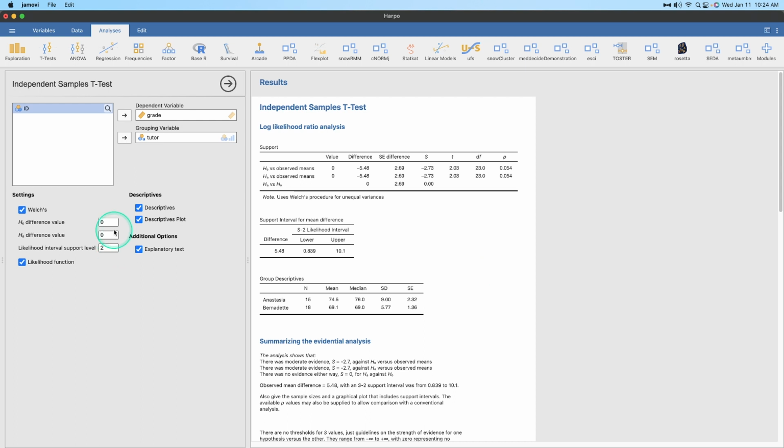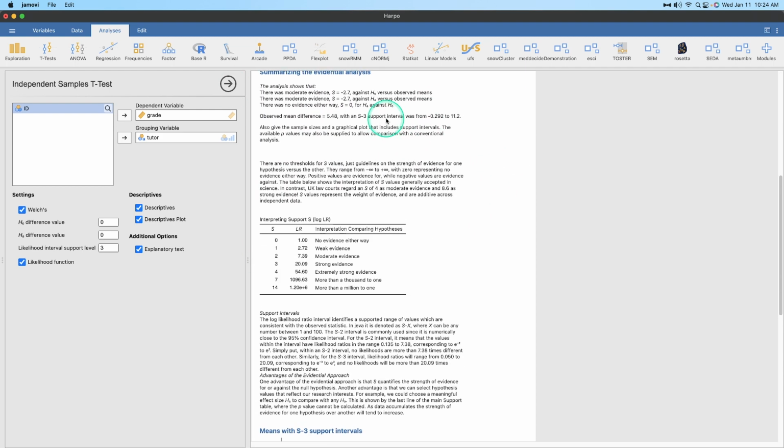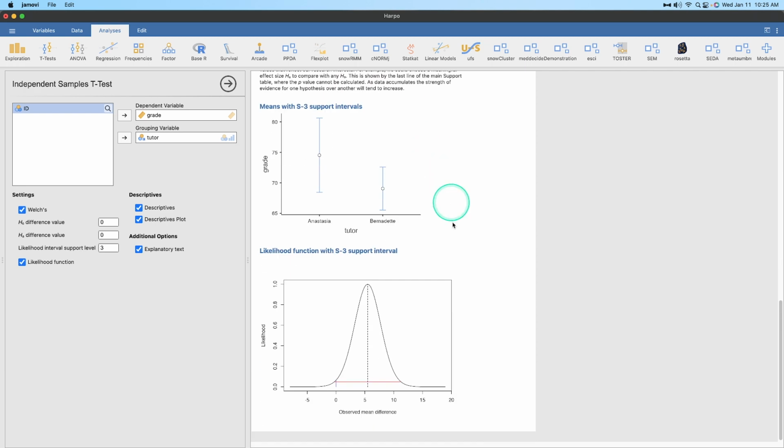Okay, so let me show you what happens when we change this to 3, okay? So we change that to 3, we get 2 different bounds for our difference. Nothing else in this table has changed. Our S is still the same. And here we go, here is our log ratio. So if we go to 2, it changes that slightly to 3.